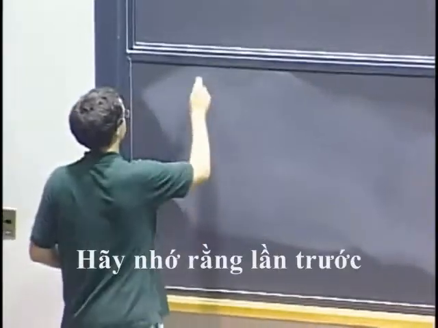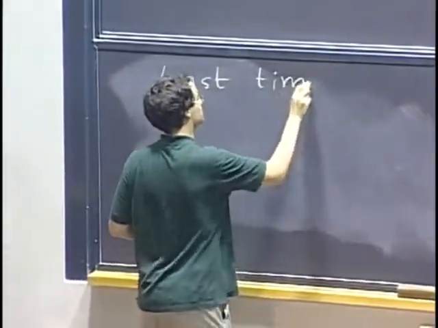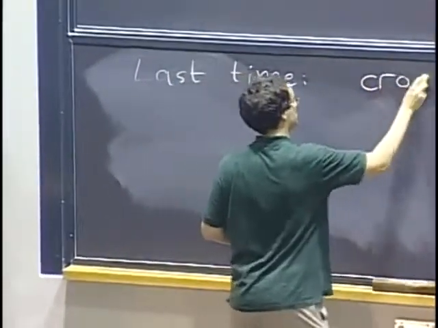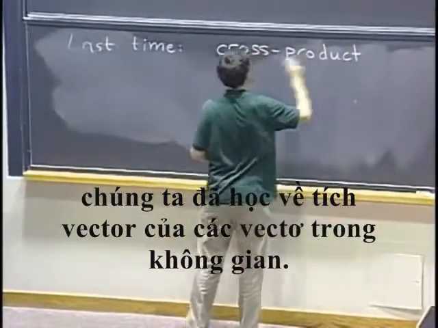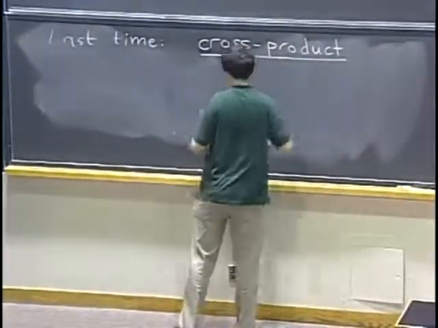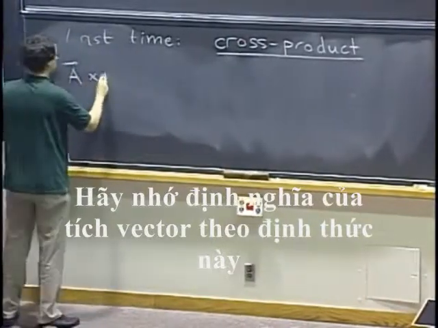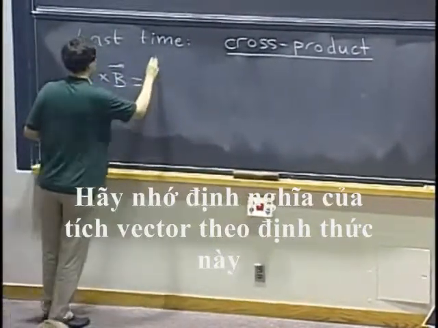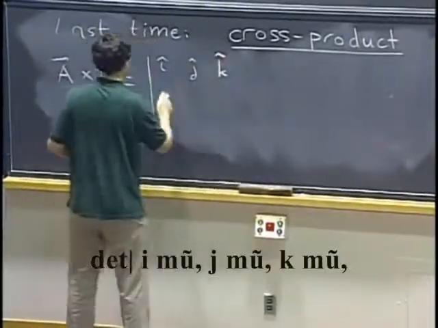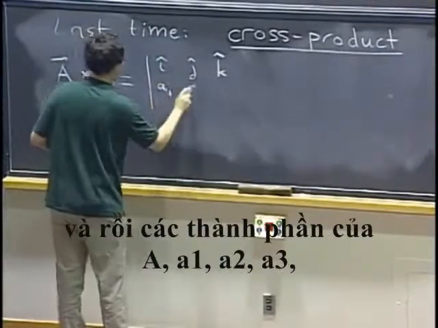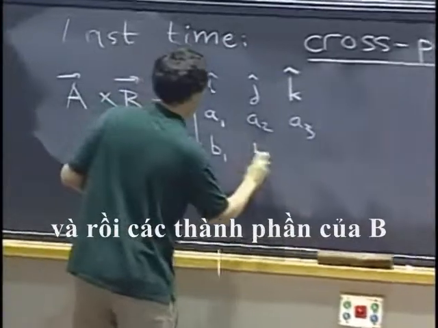So remember last time we learned about the cross product of vectors in space. Remember, the definition of the cross product is in terms of this determinant: i hat, j hat, k hat, and then the components of A, A1, A2, A3, and then the components of B.